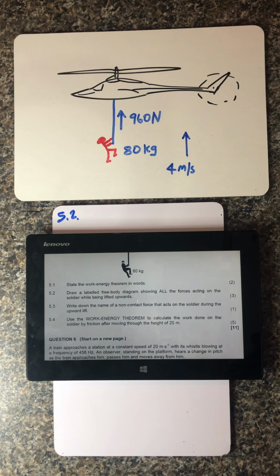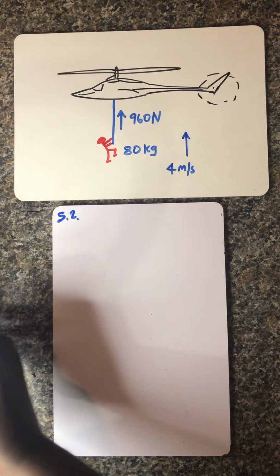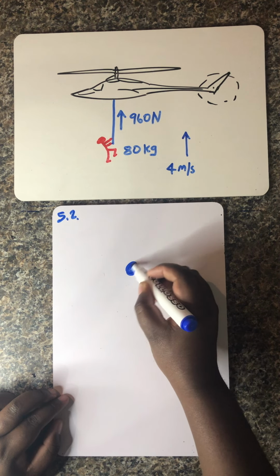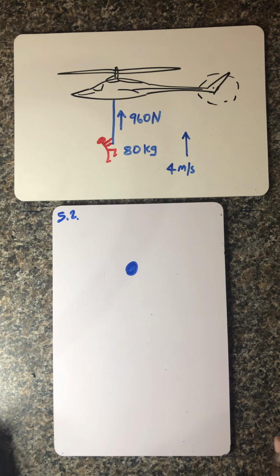So now question 5.2 says, draw a labeled free body diagram showing all the forces acting on the soldier while being lifted upwards. Very, very much important, ladies and gentlemen, that you understand the question. They want you to draw a free body diagram, okay, showing all the forces, ladies and gentlemen, all the forces acting on the soldier while being lifted upwards.